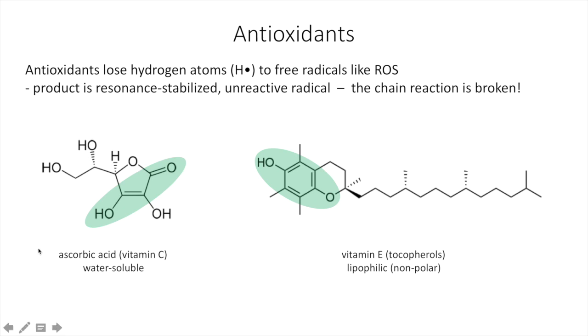So for instance, ascorbic acid, vitamin C, is a very common radical trap. If it loses that hydrogen atom on the oxygen that I've circled in green, then that radical on oxygen can be delocalized all the way across that system. I know I said that OH bonds are usually too strong for this, but that conjugation available to the radical makes that OH bond a little bit weaker.